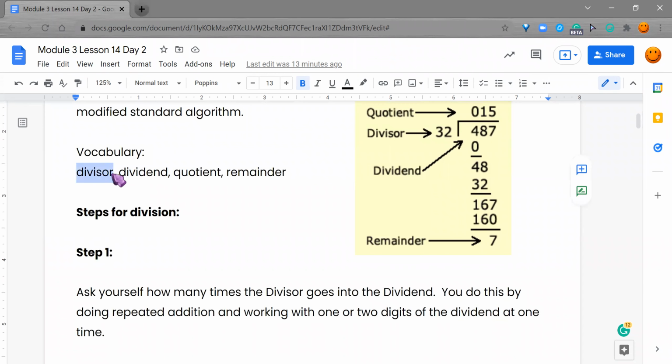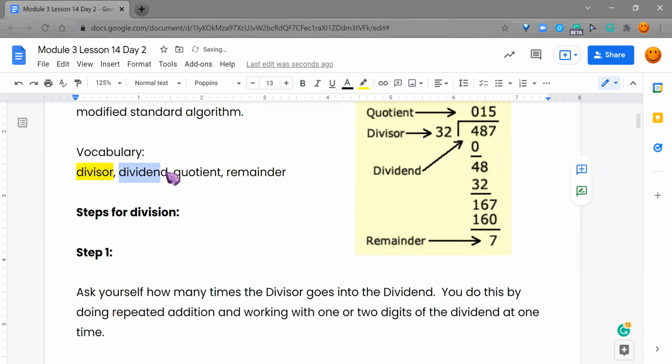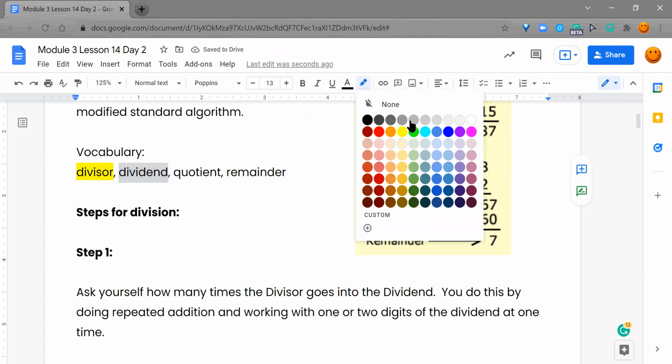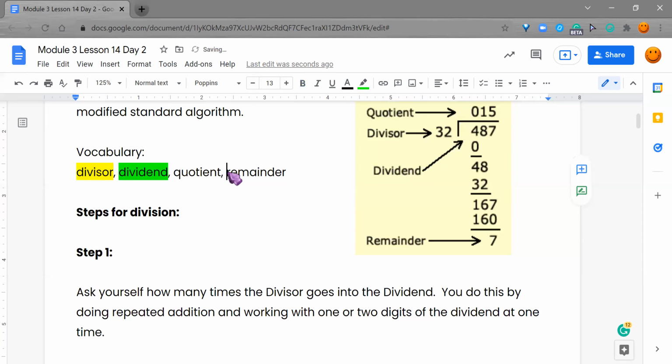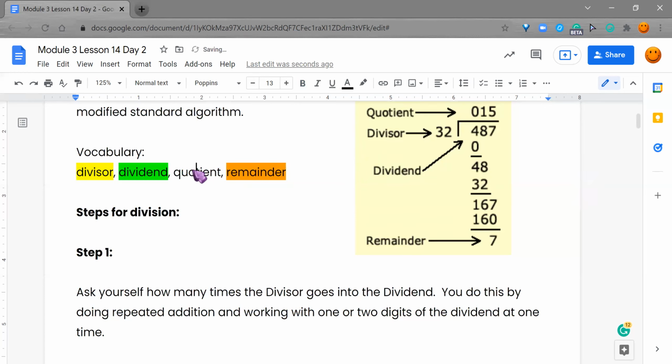We have our divisor. We have our dividend. We have our remainder and our quotient. It's the same thing as we did yesterday. Remember, we are subtracting and our subtracting is blue.